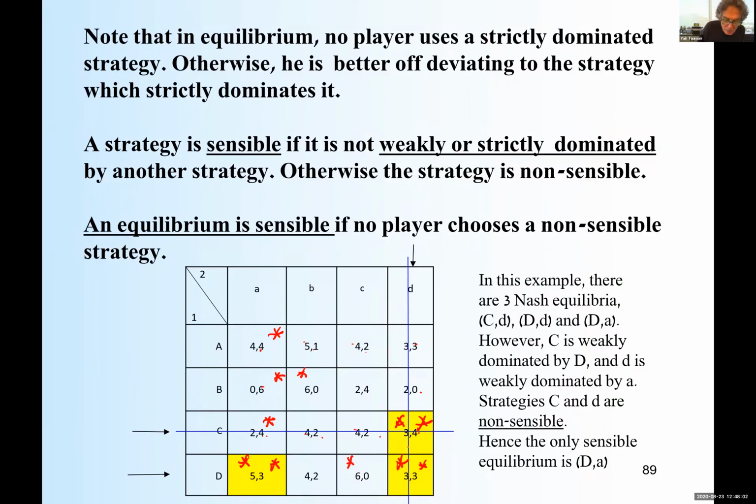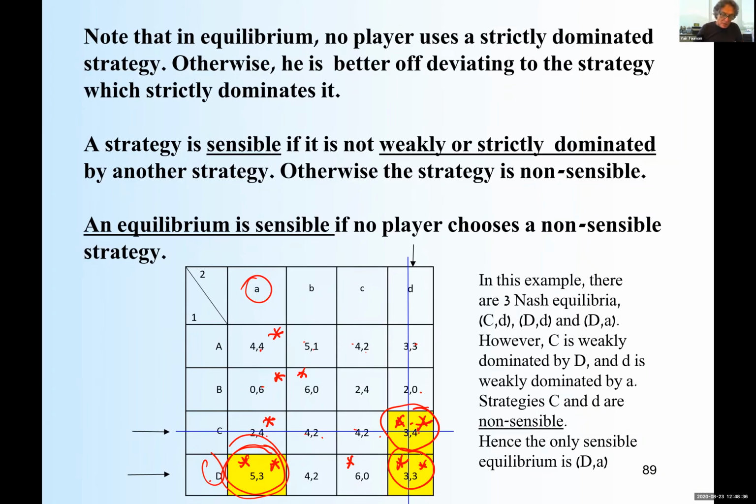How many Nash equilibria do I have? 1, 2, 3. 2 of them are non-sensible because, for instance, these 2, 3, 4, and 3, 3, you get them if player 2 is playing D, but D is weakly dominated by A, so it's not sensible. So I can say that the only sensible equilibrium is that player 1 plays D and player 2 plays A. Hence, the only sensible equilibrium is DA.